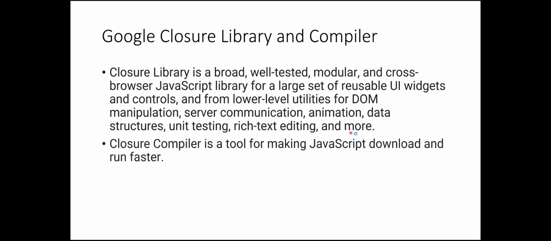using JavaScript. And Google Closure Compiler is a tool for making JavaScript download and run faster. Basically it optimizes the JavaScript and translates your JavaScript into concise, or compressed, JavaScript with the same functions that you developed. So that's pretty cool.